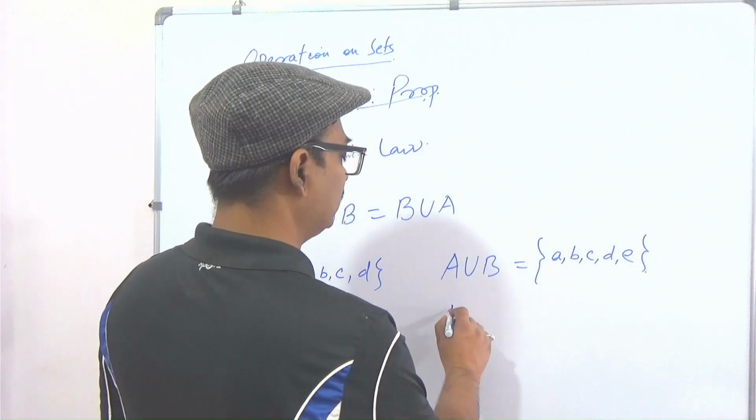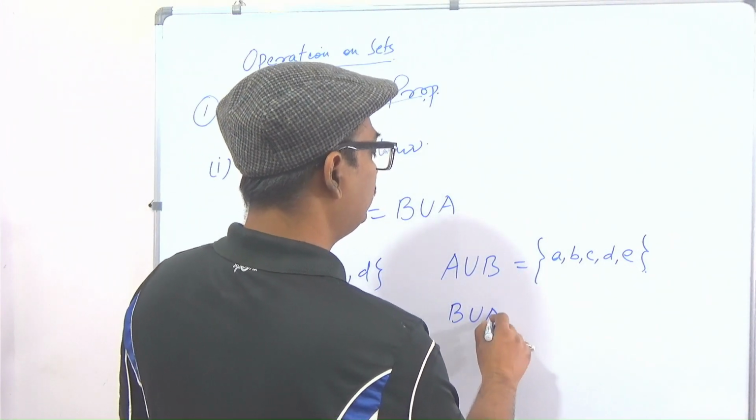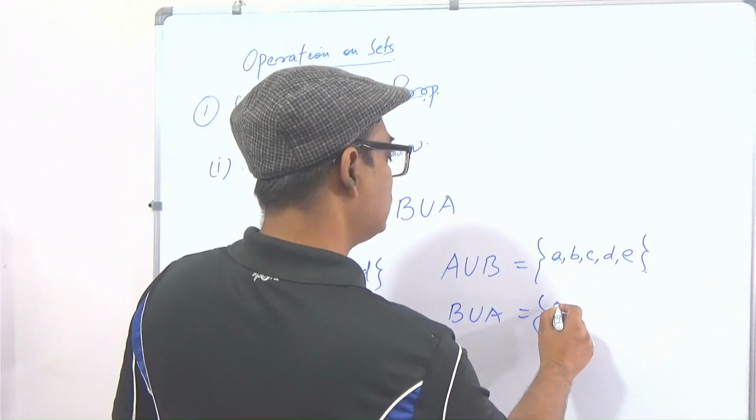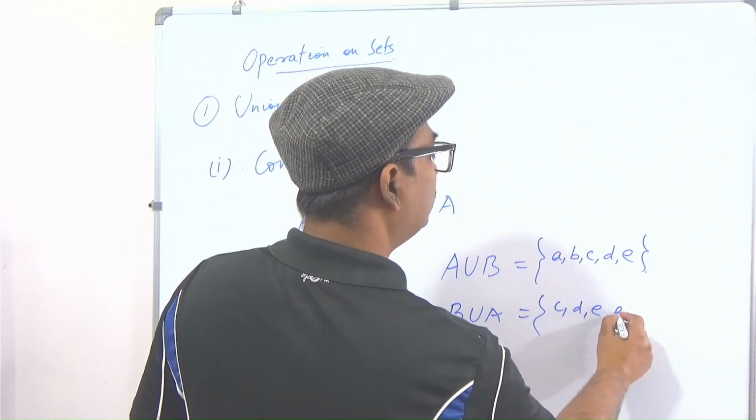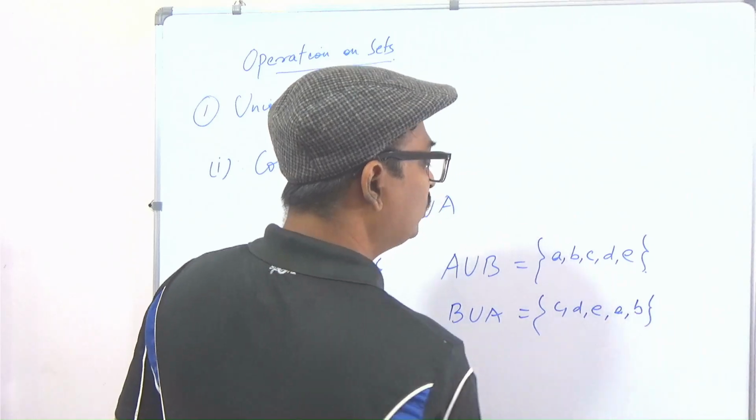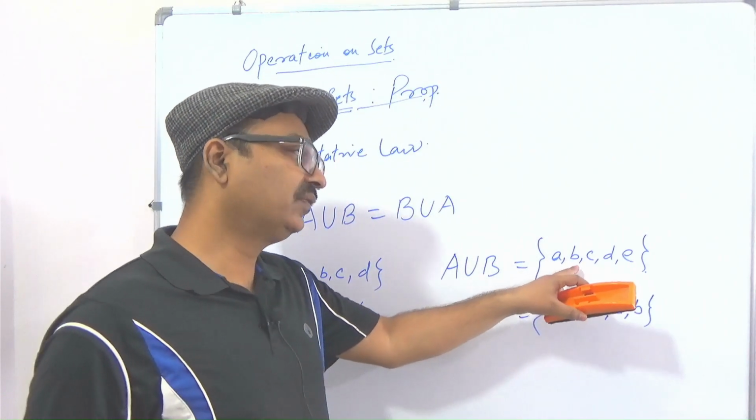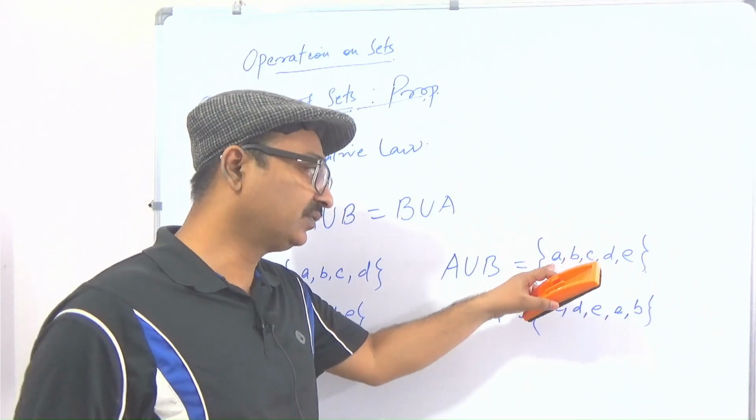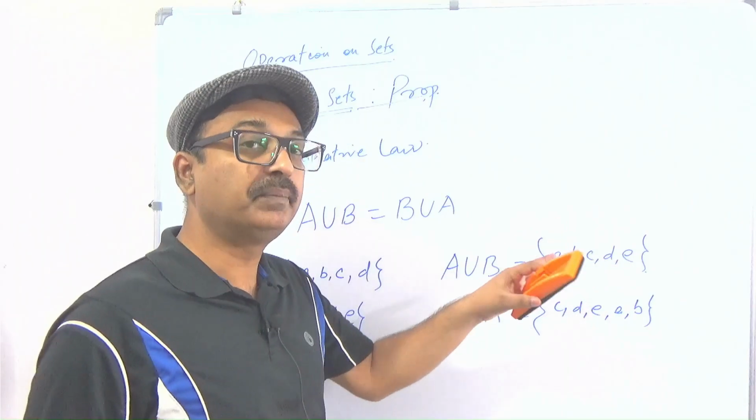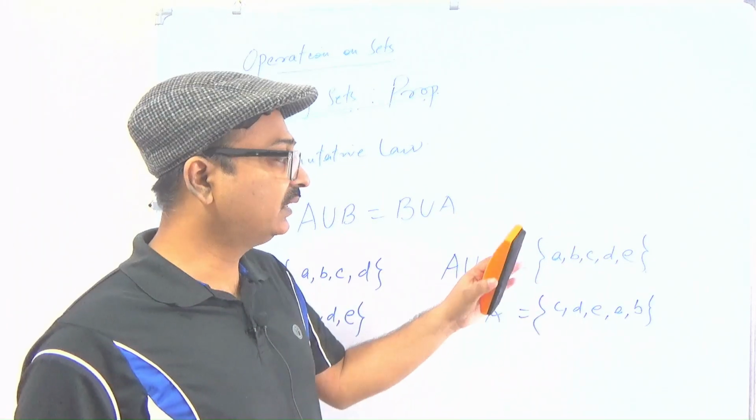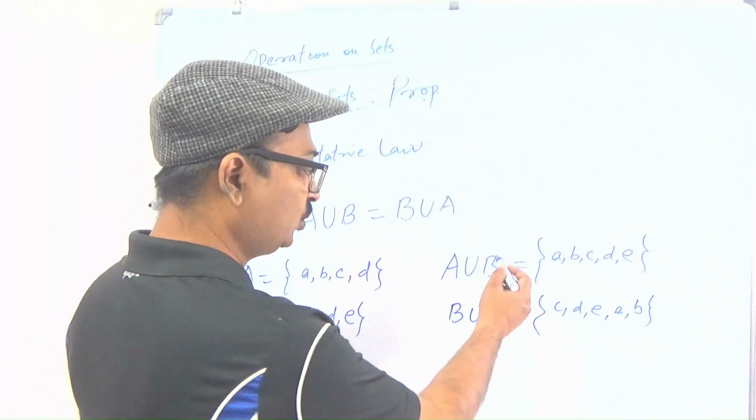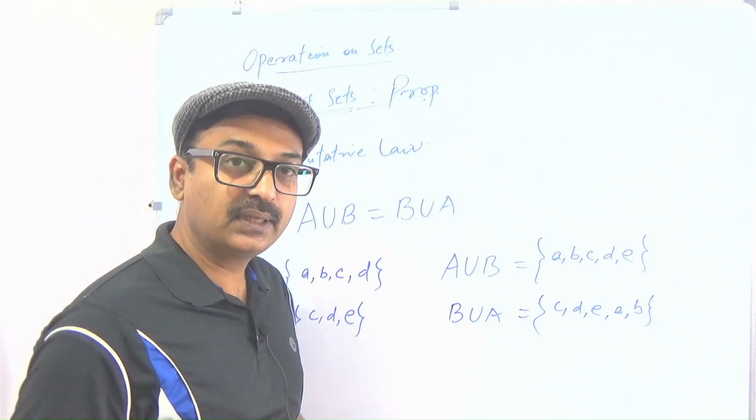What is B union A? B union A is C, D, E and then A, B. But we know that the position of an element in the set, whether it's in the first place or in the second place, is immaterial. {1, 2, 3} or {2, 1, 3}, both are the same when they are elements of a set. So A union B is equal to B union A.